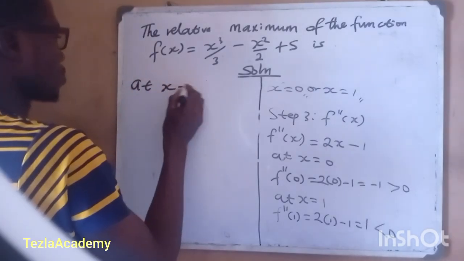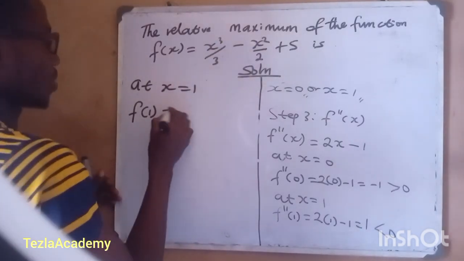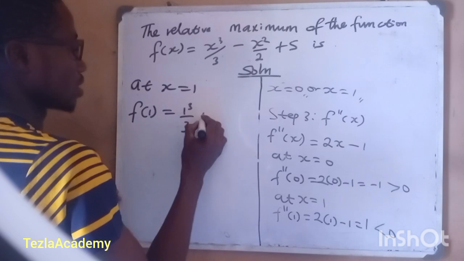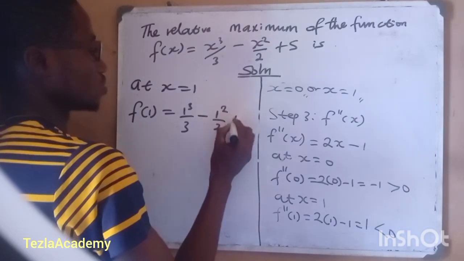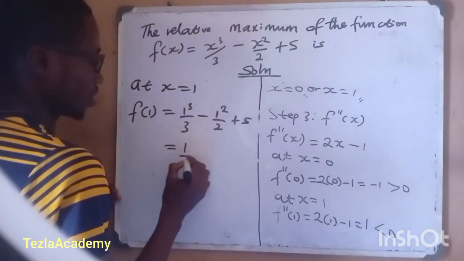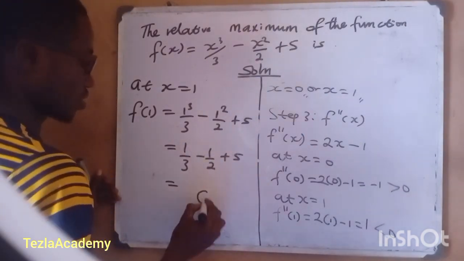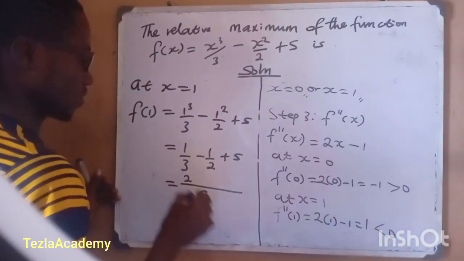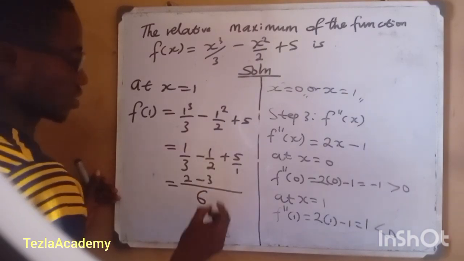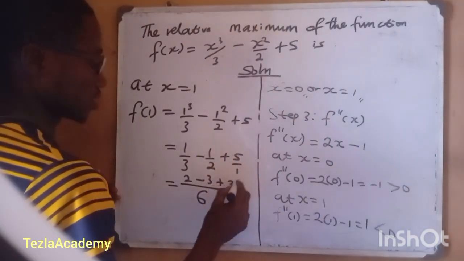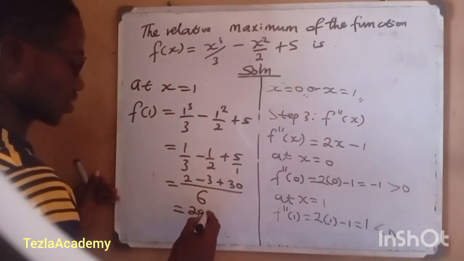At x equals to 1, maximum value f of 1 now, we'll go to the main function, equals to 1 cubed over 3 minus 1 squared over 2 plus 5 equals to 1 over 3 minus 1 over 2 plus 5. LCM is 6 again. 3 divides 6 is 2. Minus 2 divides 6 is 3. There's 1 here. 1 divides 6 is 6. Plus 6 times 5 is 30. 2 minus 3 is minus 1. Minus 1 plus 30 is 29 over 6.